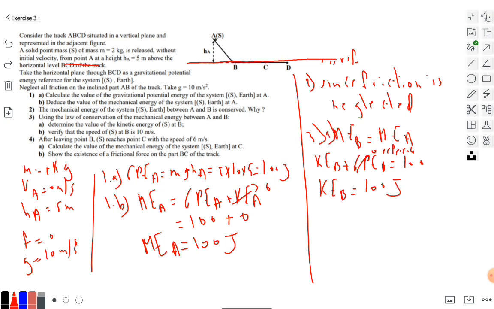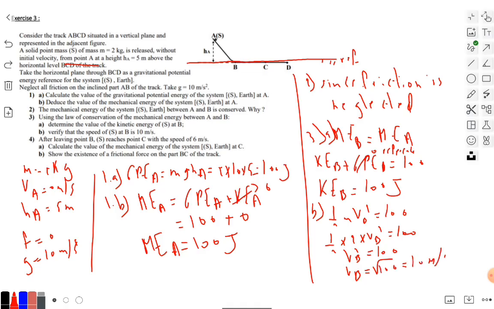Part 3B, verify that the speed of S at B is 10 meters per second. We have half m v_B squared equal to 100. So half times 2 times v_B squared equals 100. Then v_B squared equals 100, and v_B equals the square root of 100, equal to 10 meters per second.